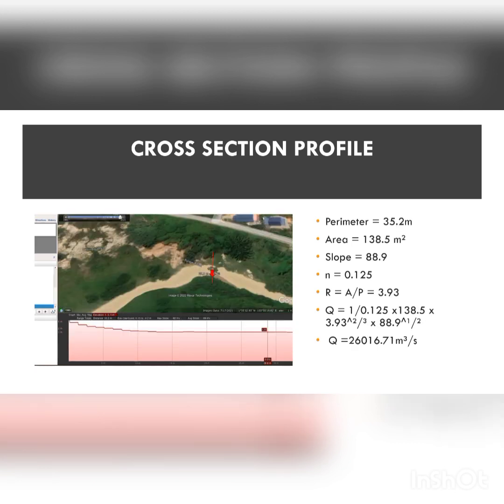For the second cross-section profile, the perimeter is 35.2 meter and the area is 138.5 meter square. The slope is 88.9. So the water flow is 26,016.71 meter cube per second.